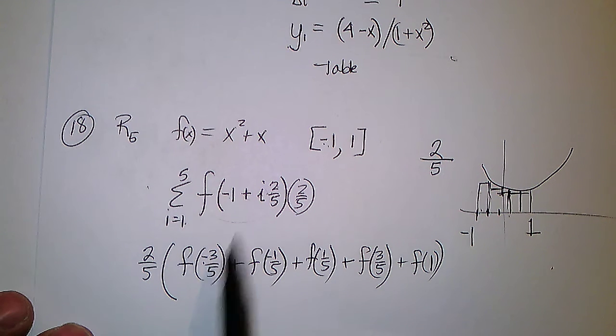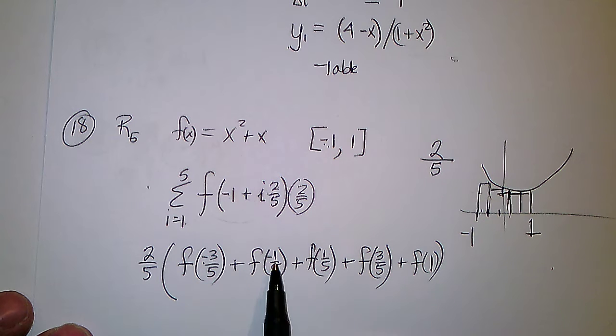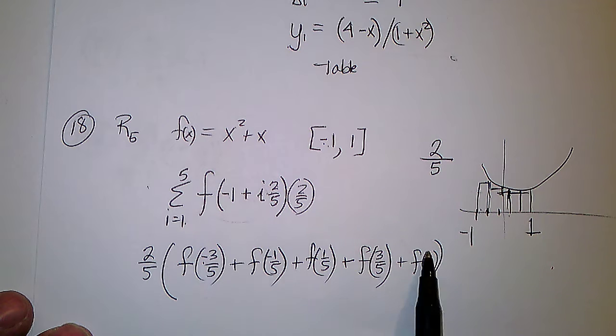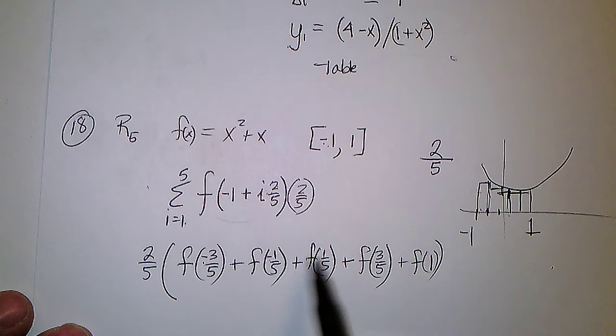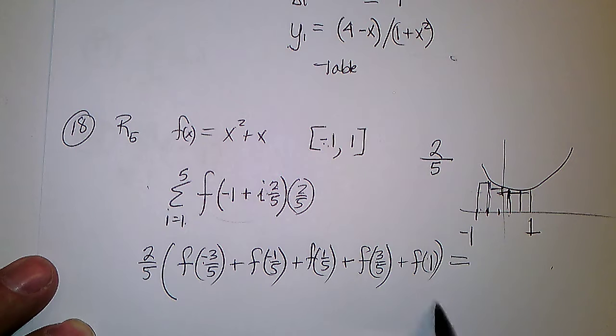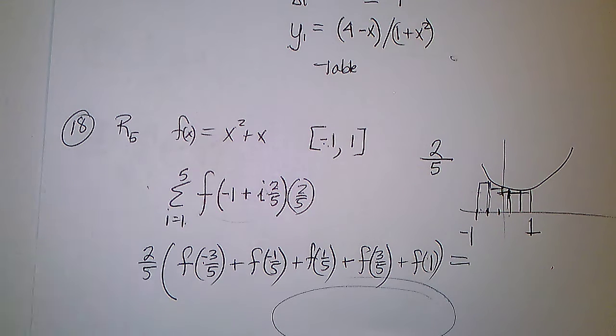So I got to put -3/5 in here and figure out what it is. -1/5, figure out what that is. 1/5 in, 3/5, and 1. Figure out each one of those numbers, multiplied by 2/5, and I'd have the right 5.